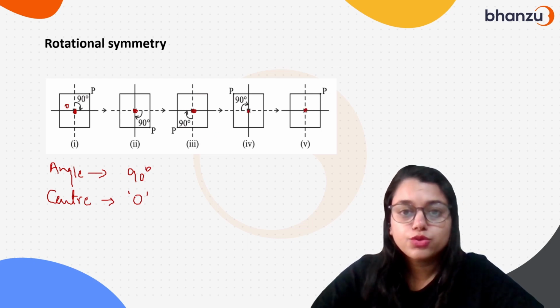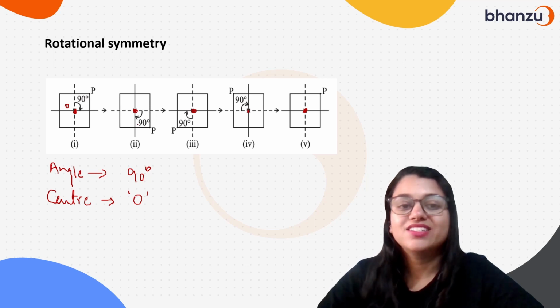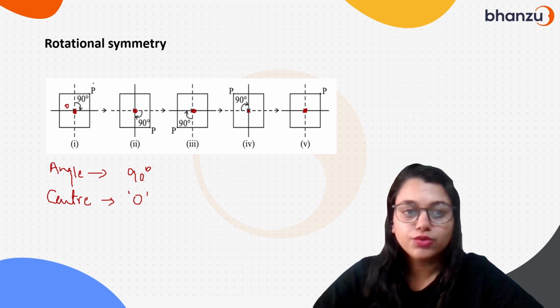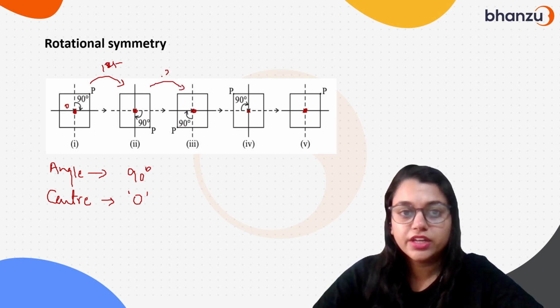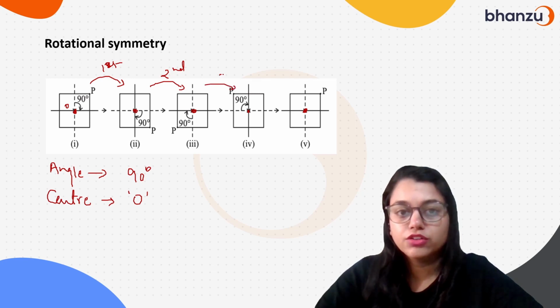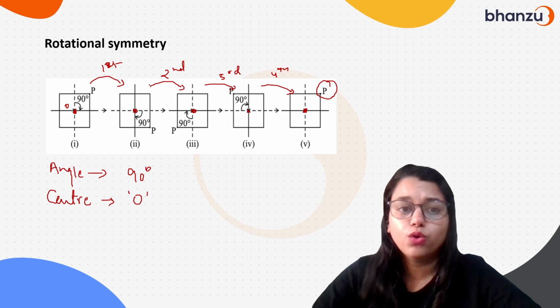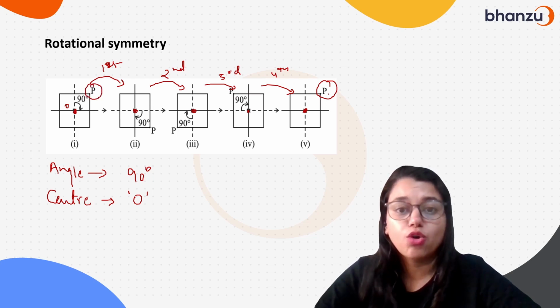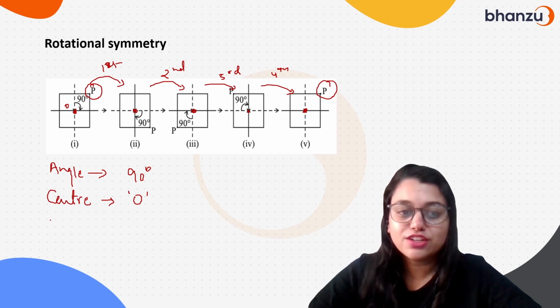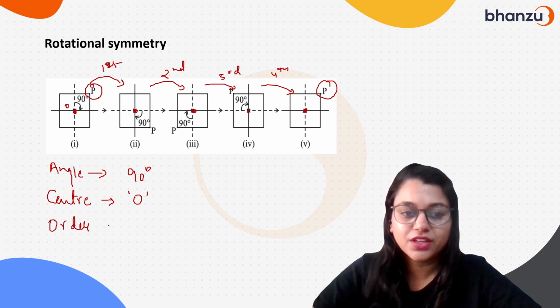Now students, every time we are rotating this square with an angle of 90 degrees. So this is the first rotation, then this is the second rotation, then we have this third rotation, and this is the fourth rotation. After rotating it 4 times, we get exactly the same shape as the original figure. You can see that this point P is appearing at this corner only. It means the order of rotation for this will be 4, right?